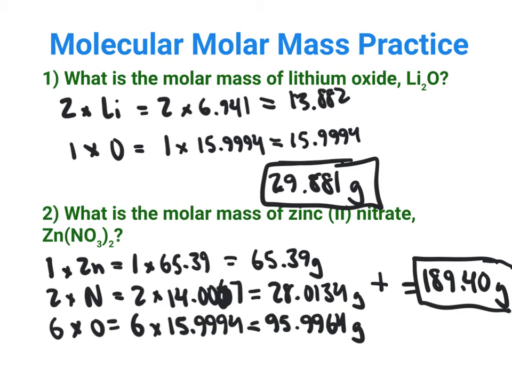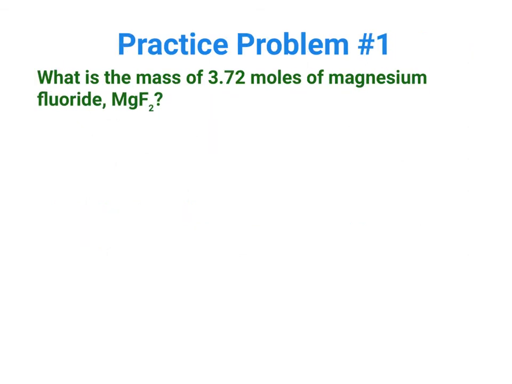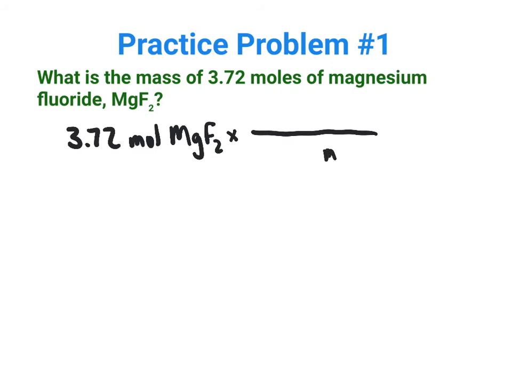But now we're going to put it all together, and this is where it may get a little bit complicated. So here's the first practice problem, and it says, what is the mass of 3.72 moles of magnesium fluoride? Well, I'm going to set it up very simply. We know that 3.72 moles of magnesium fluoride, and I want mass, so I'm going to write MgF2 there, and I'm going to get rid of moles of magnesium fluoride, and I'm going to change it to grams of magnesium fluoride.